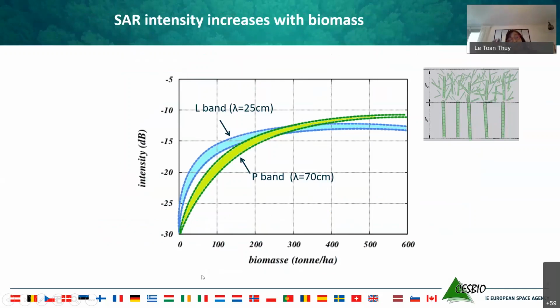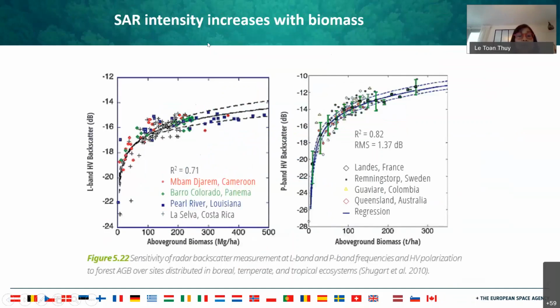And for the biomass, as you have already seen, there's some kind of saturation. The P-band here, the L-band here, is a simulation using the model and describing the forest like this. And then you can see that saturation is earlier at L-band than at P-band. And this here is Sugar.